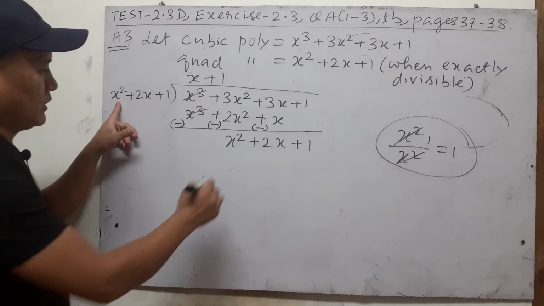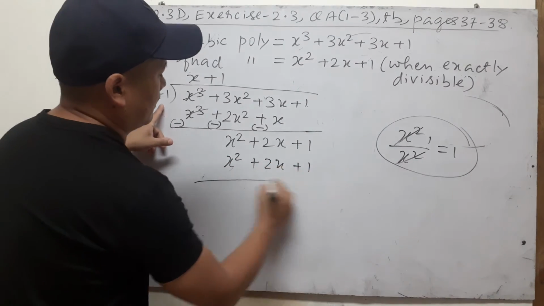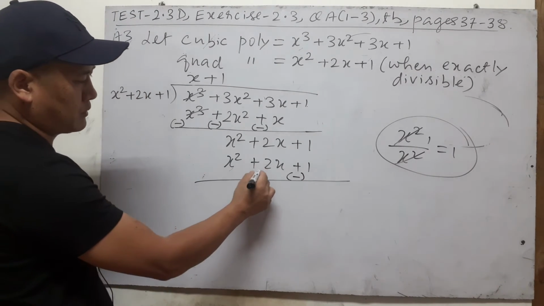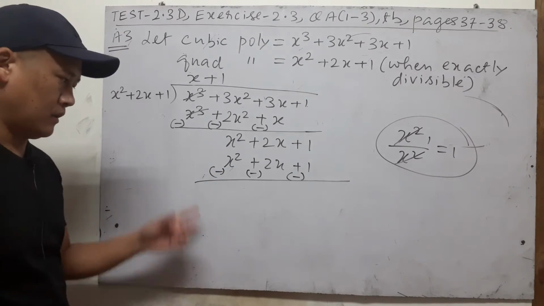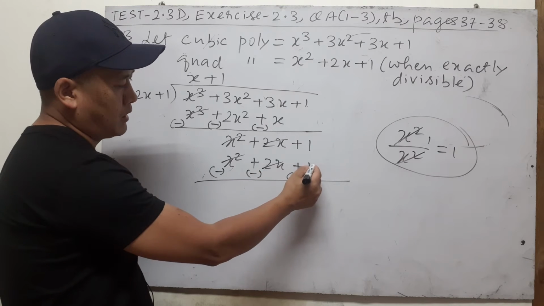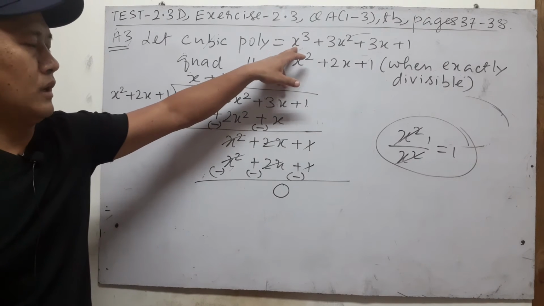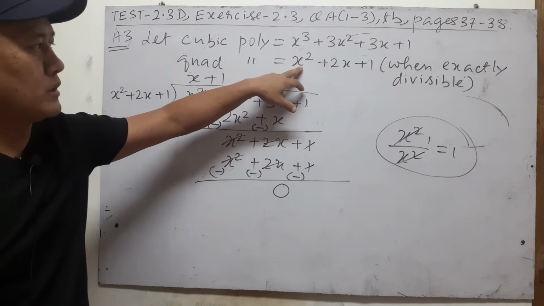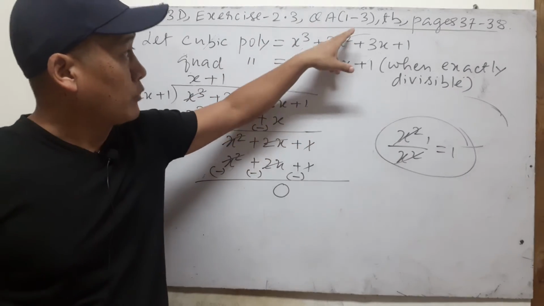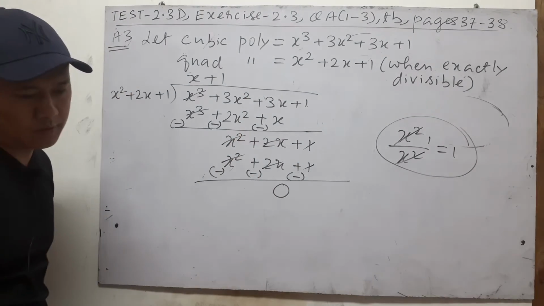So 1 multiplied by x squared plus 2x plus 1 gives x squared plus 2x plus 1. Change the signs of the lower terms: plus becomes minus, plus becomes minus, plus becomes minus. We see here that minus x squared plus x squared is 0, plus 2x minus 2x is 0, minus 1 plus 1 is 0, so the remainder is 0. This proves that we have chosen a cubic polynomial and a quadratic polynomial such that the quadratic exactly divides the cubic, meaning no remainder, and it's correct. So this is the case.